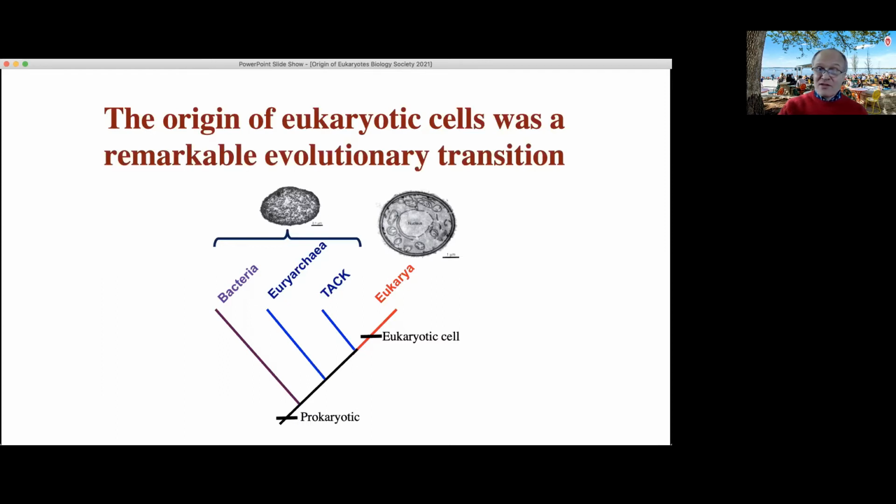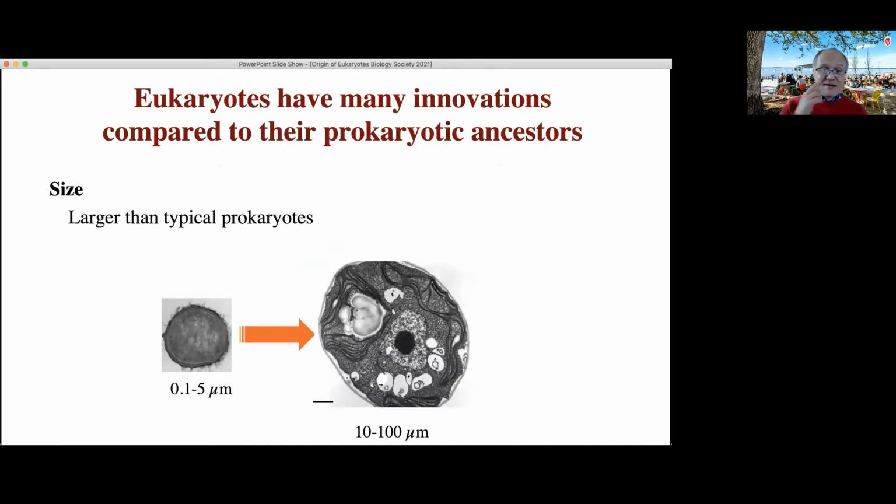Let me first review the differences between eukaryotes and prokaryotes. Eukaryotes, first of all, are much larger than typical prokaryotic cells. Prokaryotic cells have a typical size range of 0.1 to 5 microns, whereas typical eukaryotes have a size range of 10 to 100 microns. So there's a size difference.